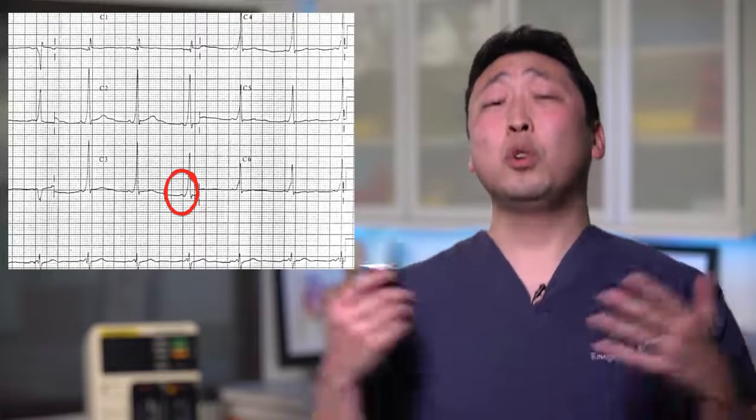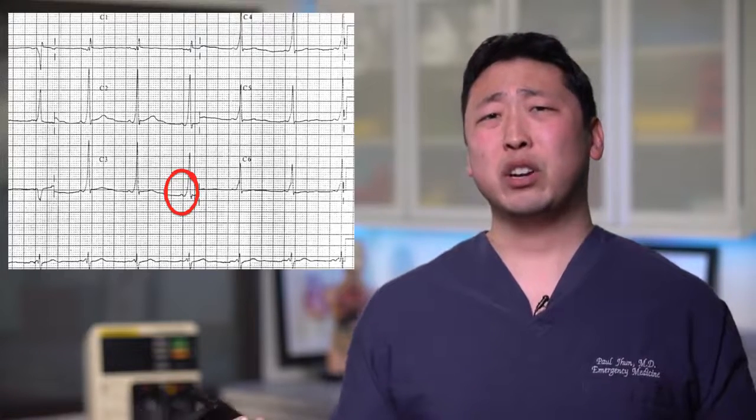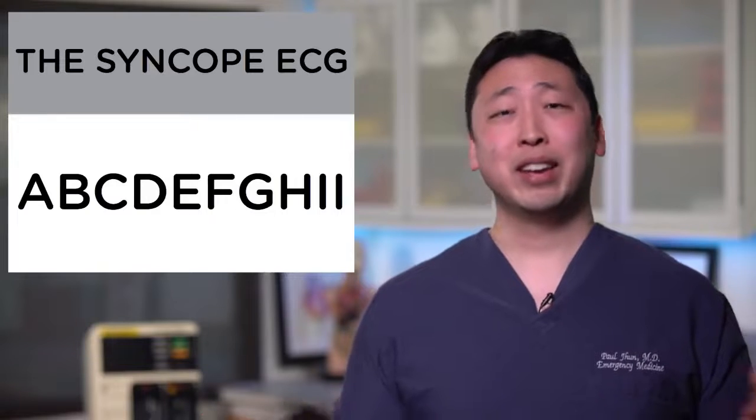But besides that, there's a whole laundry list of red flags that we should be looking for on the ECG. And where do we start? How do we keep it all straight? Well, I have the mnemonic for you, and it's the simple alphabet, A through I.